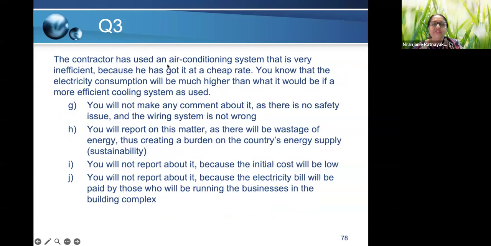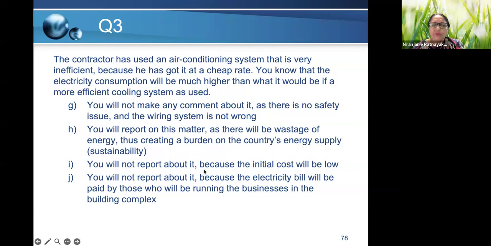Third one, the contractor has used an air conditioning system that is very inefficient because he has got it at a cheap rate. You know that the electricity consumption will be much higher than what it would be if a more efficient cooling system is used. You will not make any comment about it as there is no safety issue and the wiring system is not wrong. You will report on this matter as there will be wastage of energy, thus creating a burden on the country's energy supply.